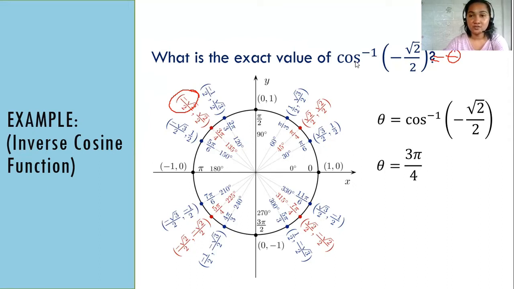You can also use your calculator to verify this. Kindly press shift cosine and input negative square root of 2 over 2. The result will be 3 pi over 4. Let us proceed with our next example.